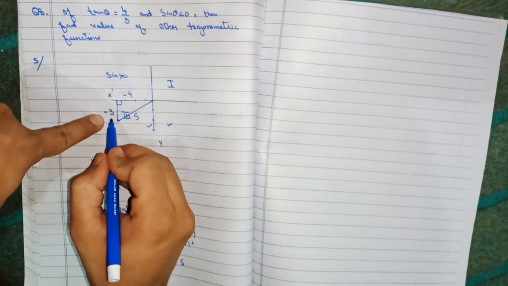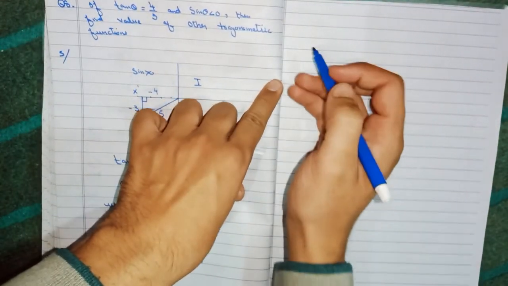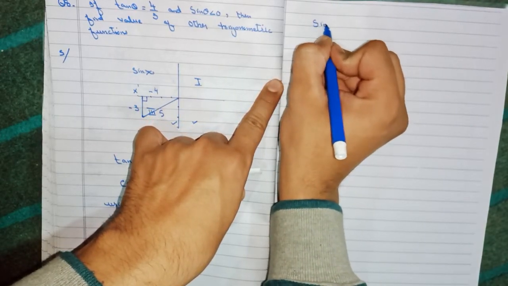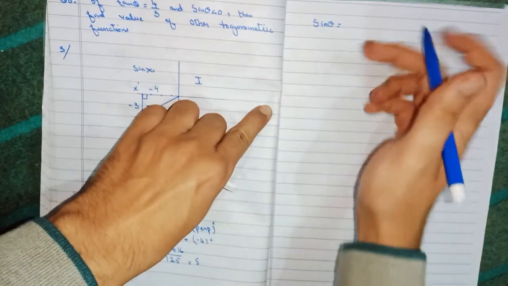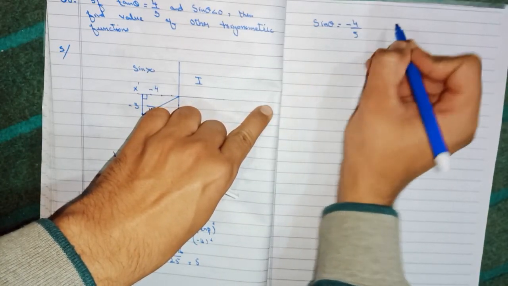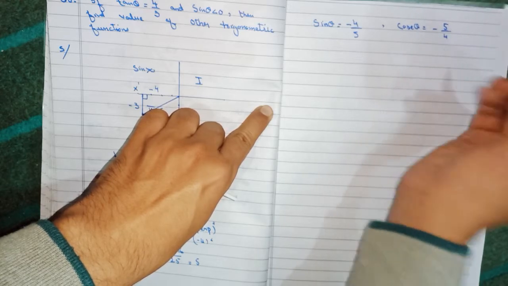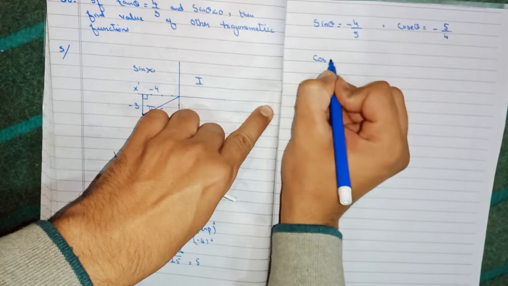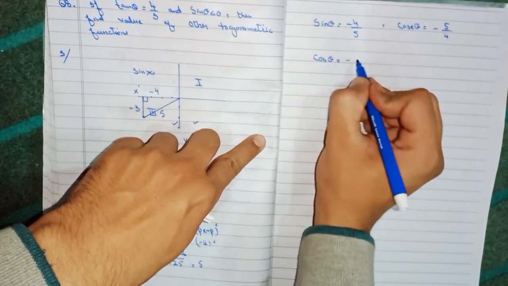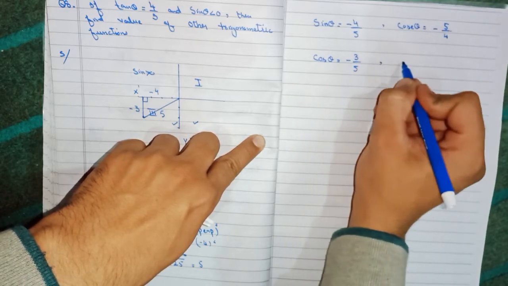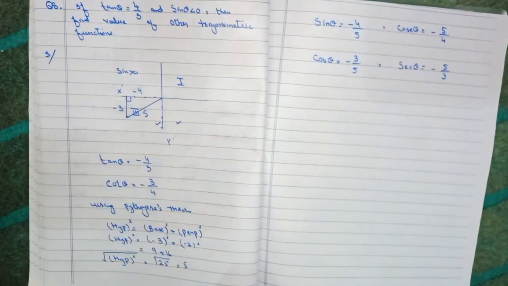Now base is -3, perpendicular is -4, hypotenuse is 5. We will easily find the other trigonometric ratios. Sine theta is equal to perpendicular over hypotenuse. It will be -4/5. Similarly, its reciprocal cosecant theta will be -5 by 4. And two ratios are left. They are cos theta, which is equal to base over hypotenuse, -3/5. And its reciprocal secant theta will be -5 by 3.